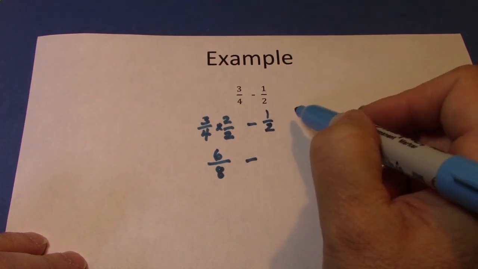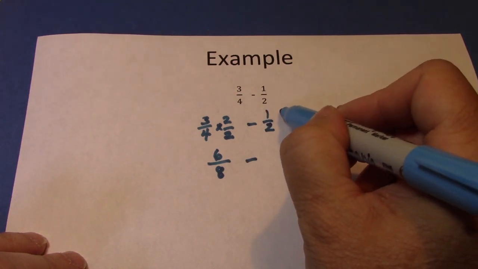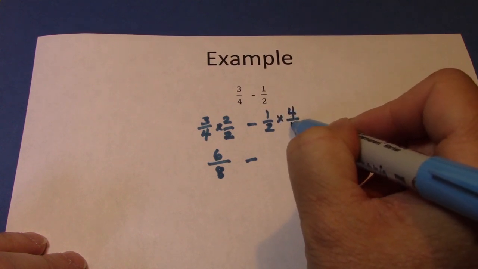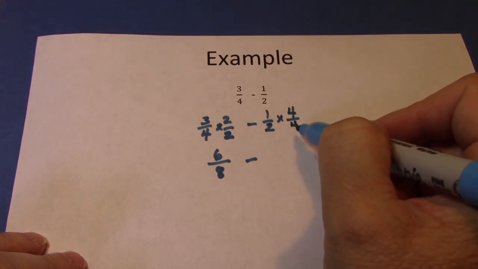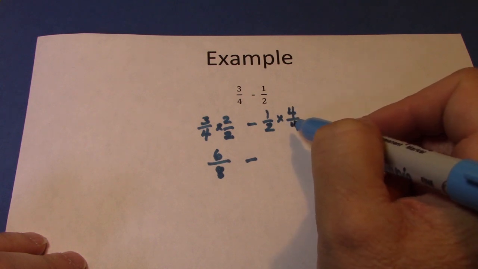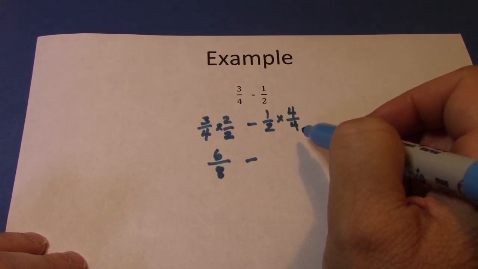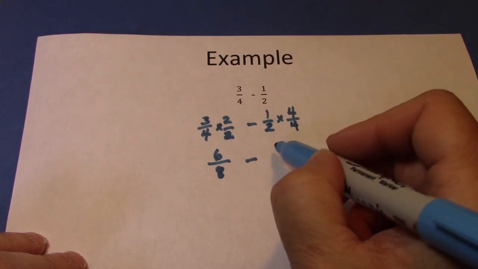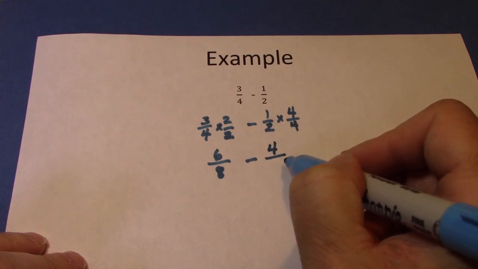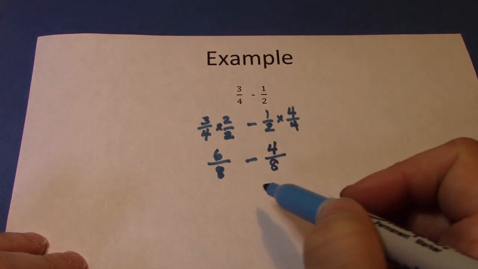1/2. We're going to multiply that by 1. And in this case, we're going to multiply it by 1 in the form of 4 over 4. 4 over 4 is 1. So we're changing the format, not the value. 1 times 4 is 4. 2 times 4 is 8.